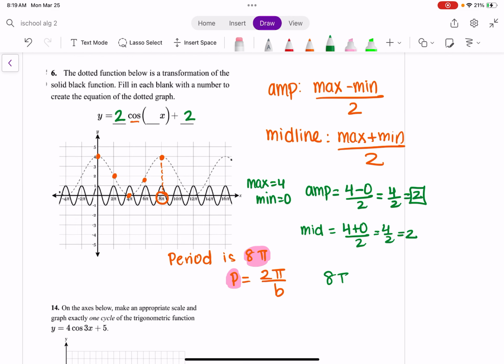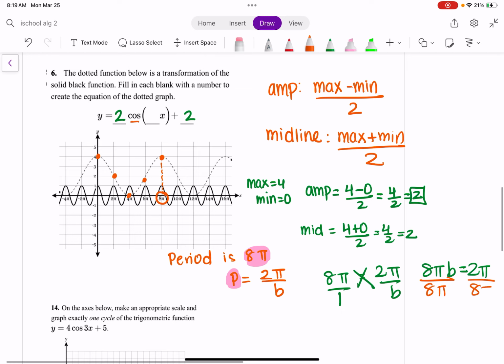I'm going to have 8 pi equals 2 pi over b. I'm going to put this over 1, and I'm going to cross multiply. So I have 8 pi over b equals 2 pi. And then to solve for b, I'm going to divide by 8 pi on both sides. The pi's are going to cancel out here. So b equals 2/8 or 1/4. And that is how you can find the equation when looking at the graph. Last thing, I know this is a lot of stuff. This can be very conceptually difficult.